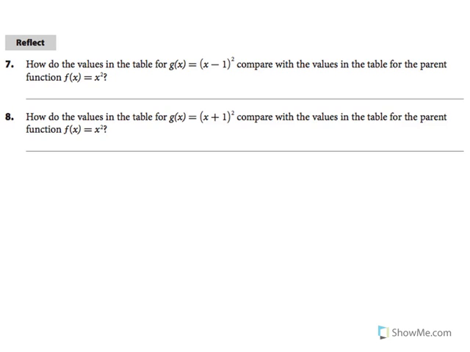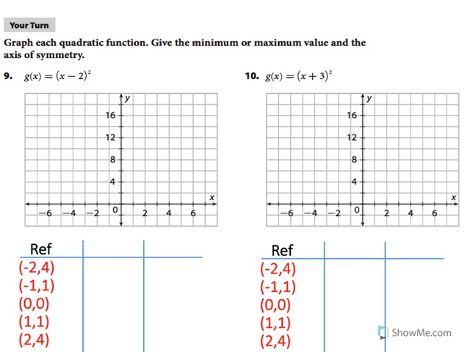Right, so we see how the values in the table of g of x equal to the quantity of x minus 1 squared compare with the values in the table of the parent function. So we see that this one, the value of x shifts 1 unit to the left, so then -1, and the value y remains the same. Right? Oh, my mistake, +1. And then this one, that x minus 1, the value y remains the same. Okay, let's go on to our next one.